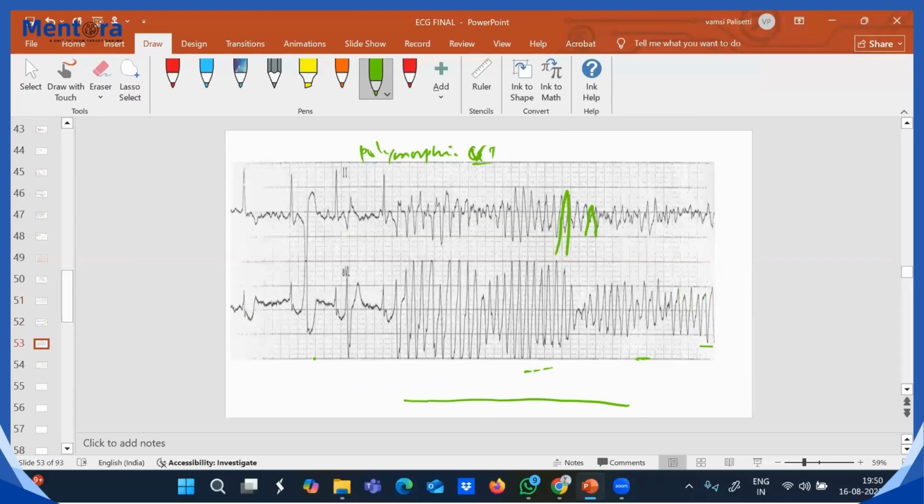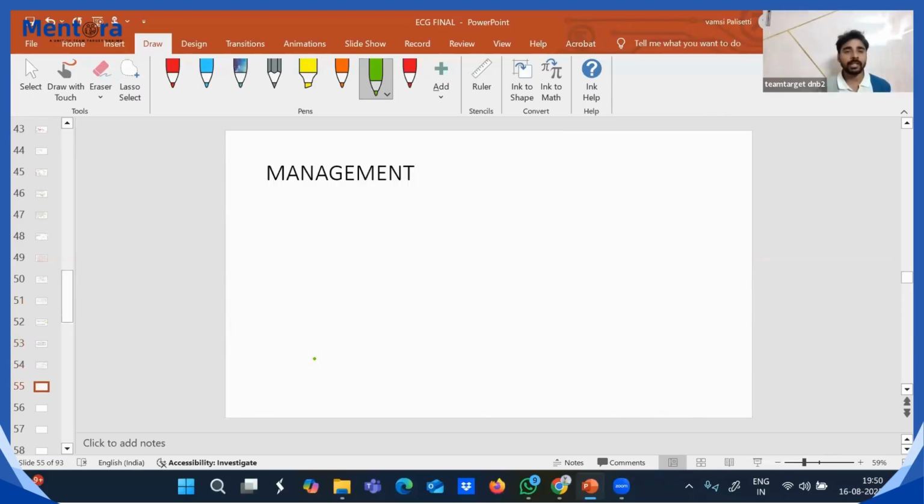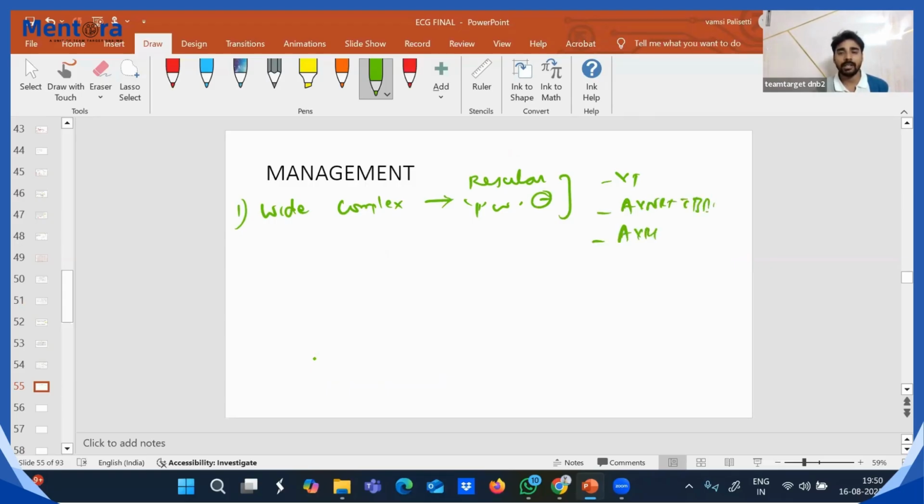Before going to management, I am telling you again, if there is any wide complex tachyarrhythmia, you have to identify whether it is regular or not. If P waves are absent, then it can be either VT, or AVNRT with bundle branch block, or AVRT with an antidromic pathway, very important. Then it can be a pacemaker rhythm. Please rule out tricyclic antidepressant poisoning, and then rule out hyperkalemia.